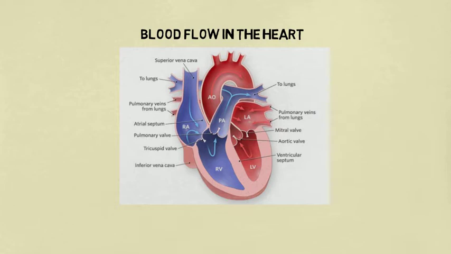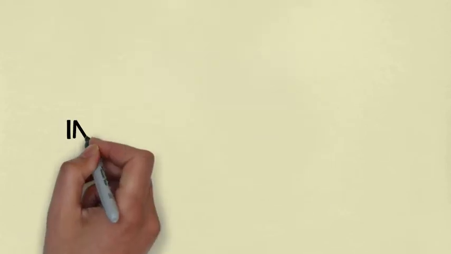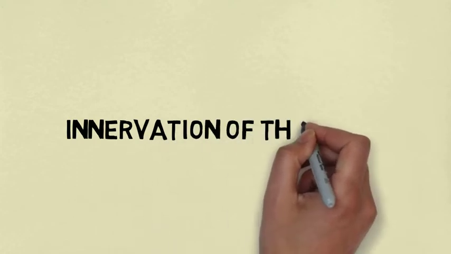The blood is then reoxygenated in the lungs after being pumped through the pulmonary artery. This oxygenated blood is pooled in the left atrium, where it passes through the mitral valve and is then pumped out to the aorta by the left ventricle. This entire process proceeds due to the unique innervation of the heart.